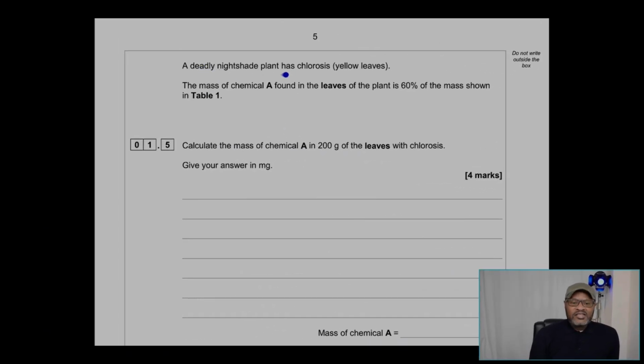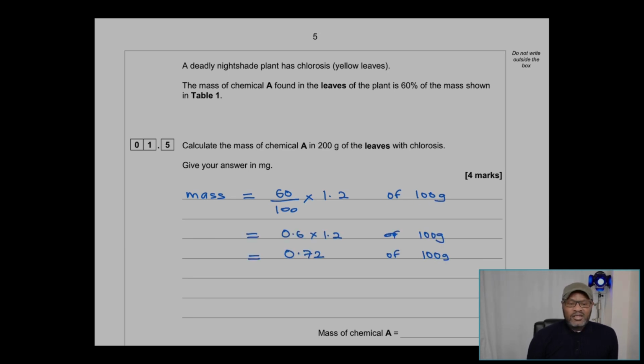A deadly nightshade plant has chlorosis, yellow leaves. The mass of chemical A found in the leaves of the plant is 60% of the mass shown in Table 1. Question 1.5. Calculate the mass of chemical A in 200 grams of the leaves with chlorosis. Give your answer in milligrams. And the mass is, well, we're looking at 60% of 1.2 from leaves for every 100 grams. That is 0.6 times 1.2, and that gives 0.72 grams per 100 grams.